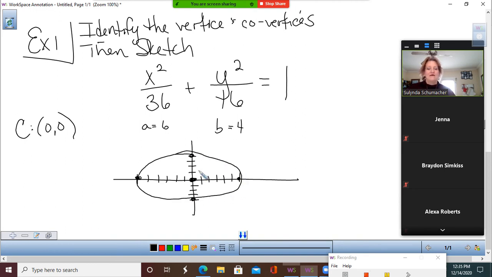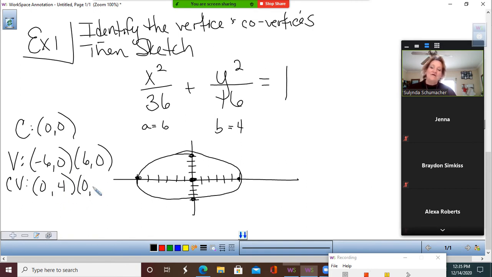All right, so that's the graph. Our vertices, remember, are the long way it's stretched, so they're at 0, negative 6. No, let me try that again. Negative 6, 0, sorry, and 6, 0. Our co-vertices are up 4 and down 4, so those are at 0, 4, and 0, negative 4.